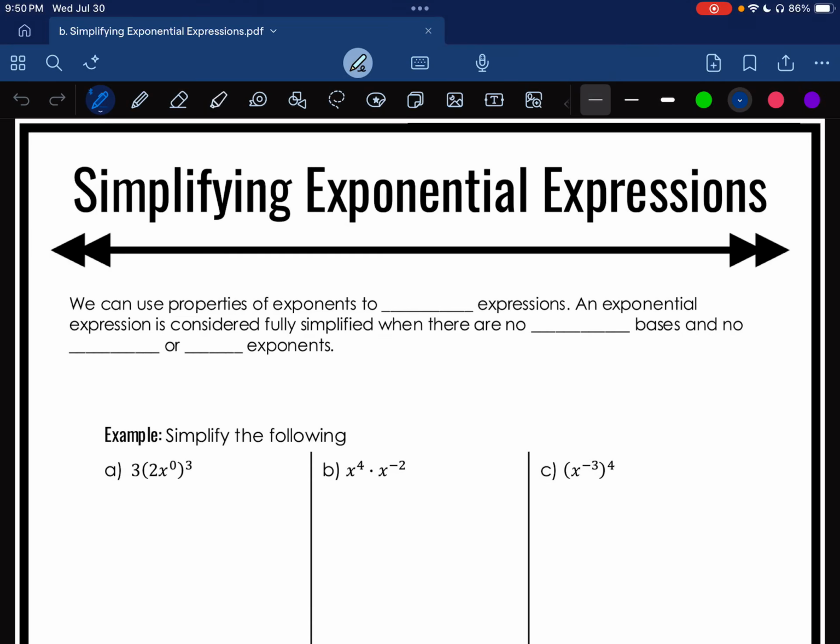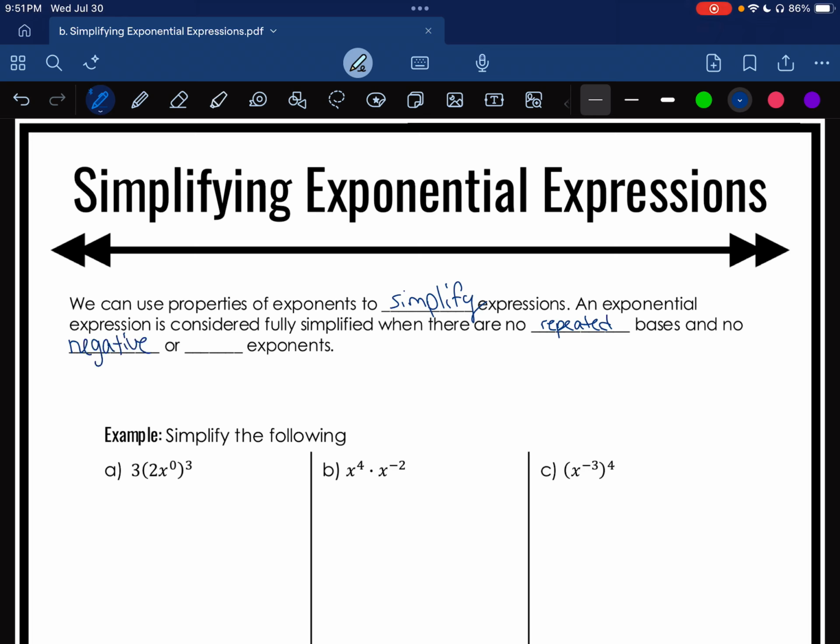All right, we are going to start simplifying exponential expressions using those laws or properties of exponents that we just talked about with our cute little flip books. We can use properties of exponents to simplify. An exponential expression is considered fully simplified when there are three main things I want you to look out for. There are no repeated bases, so no x in the top and x in the bottom, or two x's in the top, that sort of thing. And no negative or zero exponents.